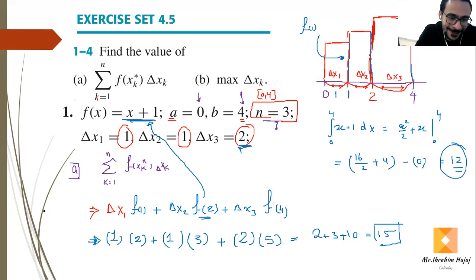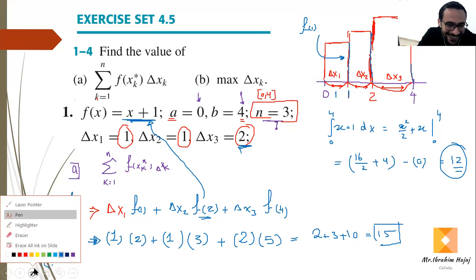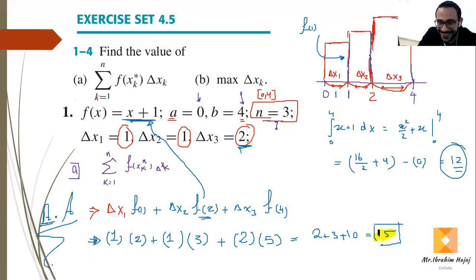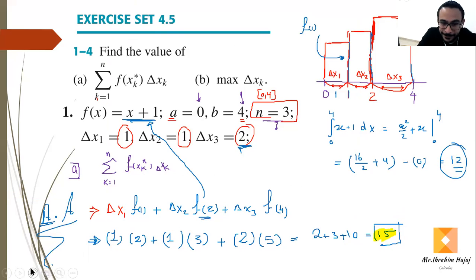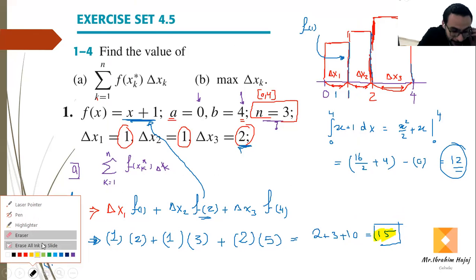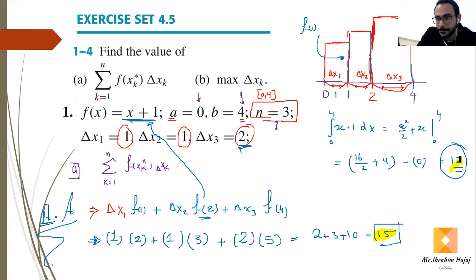No, this is the approximate. This is the approximate area. Mister, how did the answer come out different? Yes, because this is the approximation and this is the exact, which is 15 minus 12, which is 3.